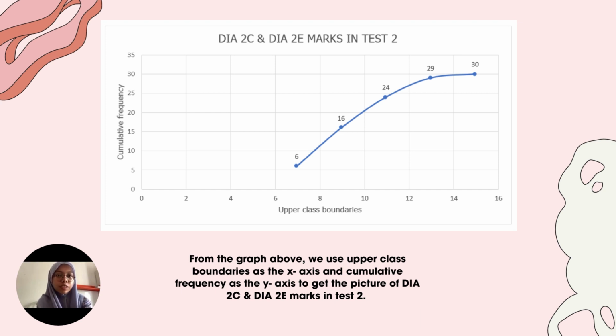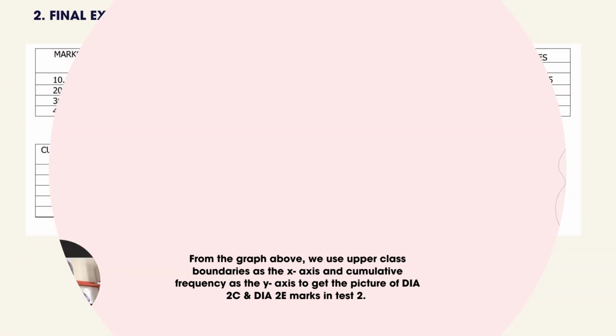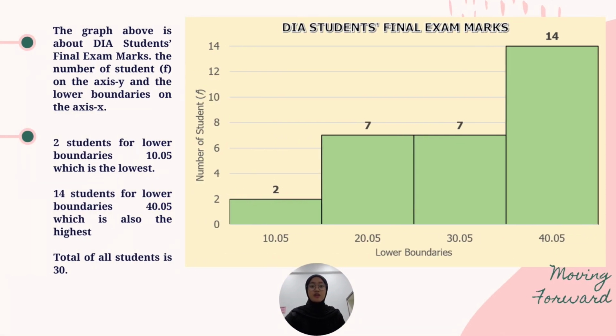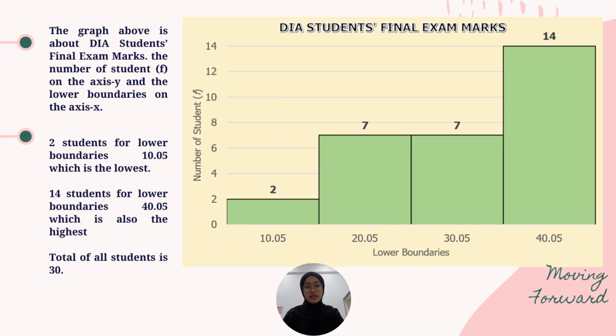The ogive graph shows that it is increasing, which is a normal distribution. As a total, we took a sum of 30 students to collect the data. So this is the simplified information that we got from the sample data for both classes, DIA2C and also DIA2E, for the final exam. So for the final exam, the graph is about DIA students' final exam marks.